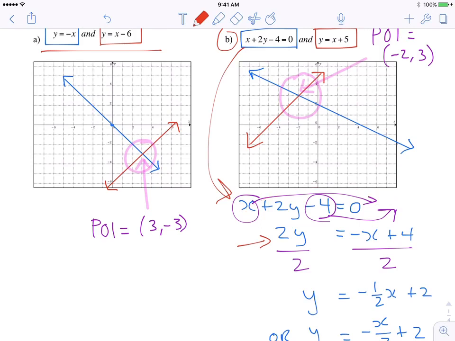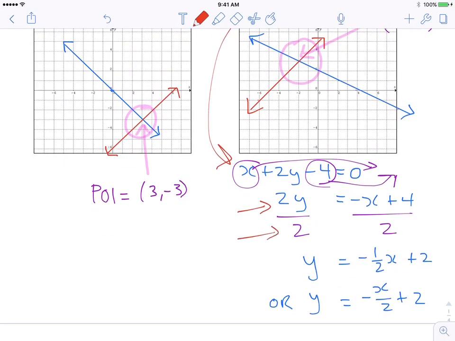Okay, and then we also did the same thing with the -4. It went over to the other side. And of course, when you switch sides, change signs. So we end up with 2y equal -x plus 4 in that second step. Then we divided both sides by 2, and we ended up with y equal -1/2 x plus 2.